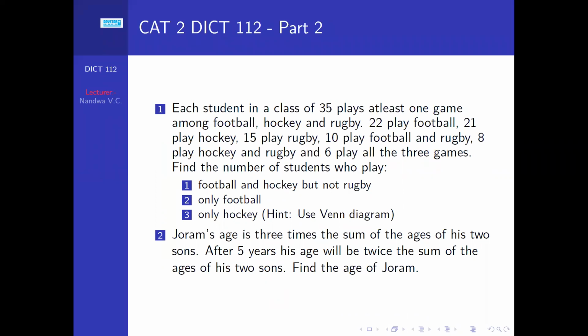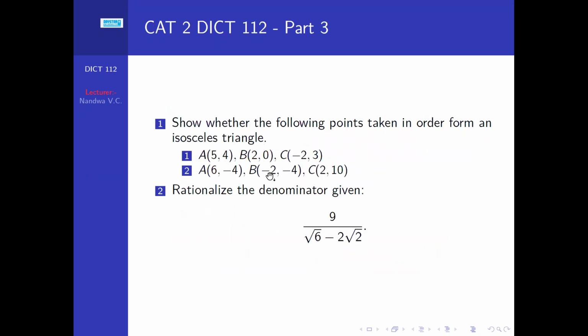So we are interested in finding the number of students who play football and hockey but not rugby, only football, and then only hockey. And the question has given us a hint to draw a Venn diagram, and from the Venn diagram, interpret the 3 problems. So let's check the solution.